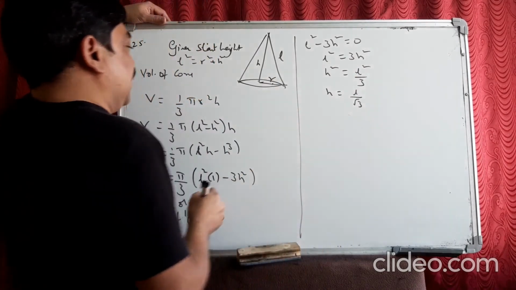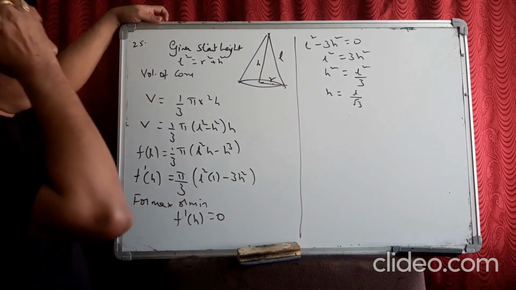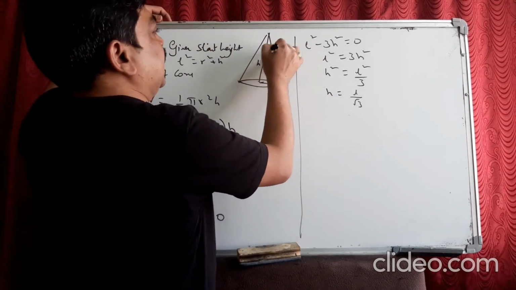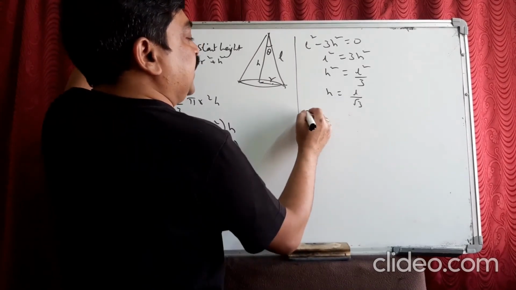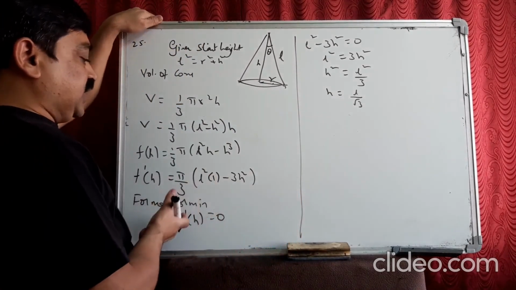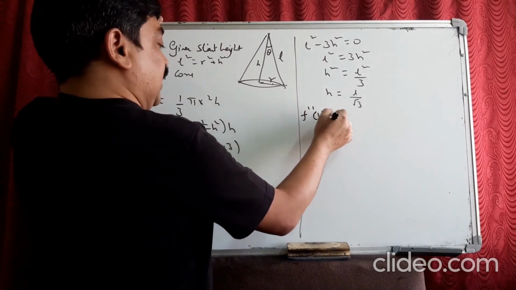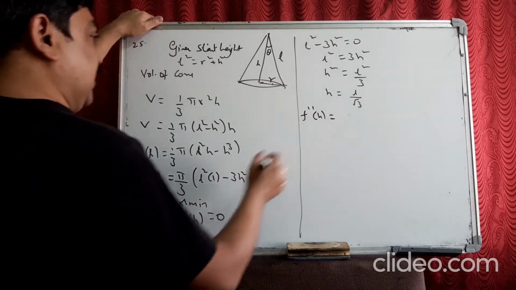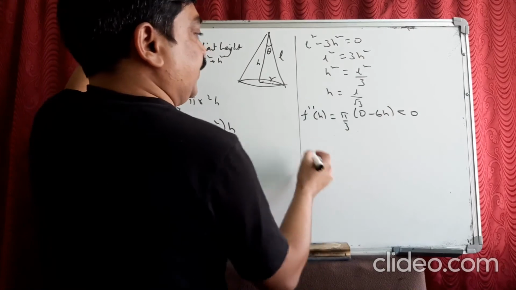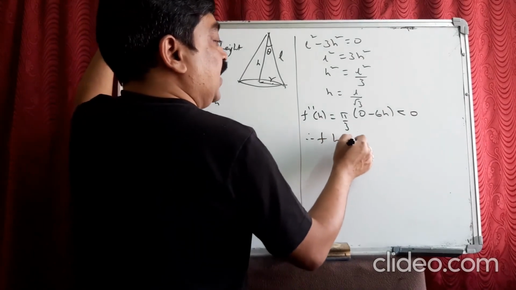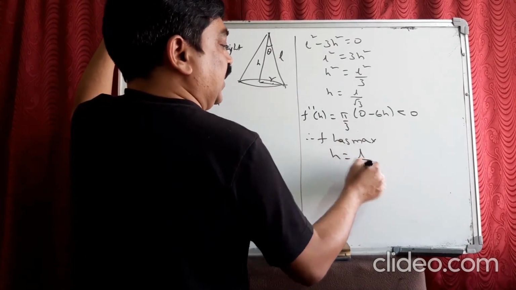In the same way, let us find out, we need angle. Angle will be here, theta. Okay. Before going to angle, let us see whether it is maximum or minimum. So go with the double derivative also. F double dash of h becomes pi by 3 of 0 minus 6h. Clearly it is negative. Therefore f has maximum. F has maximum means volume is maximum. H equal to L by root 3.